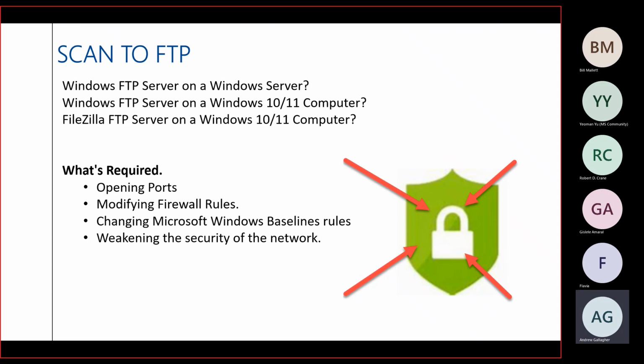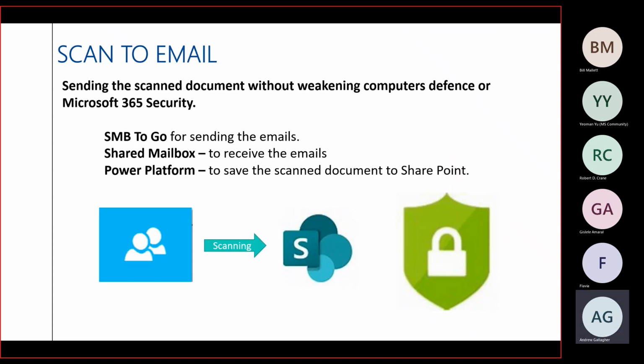So then I thought, well, how can I do this using the Power Platform? And what I worked out was I could use the scan to email system on the printer to send the emails directly to a shared mailbox. And then I have the Power Platform trigger automatically when an email is received into the shared mailbox, and then save that document directly into SharePoint.